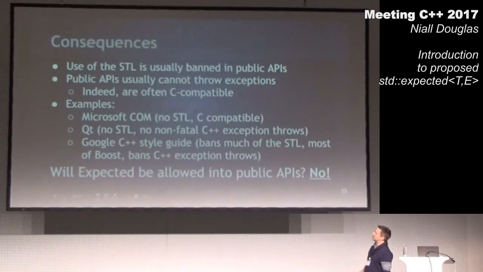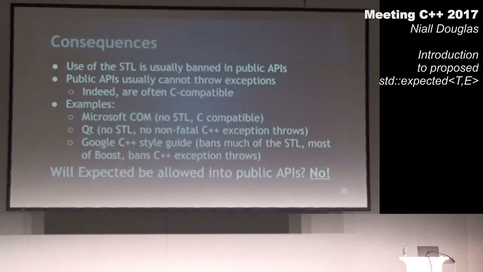So I'm going to say this. Is Expected going to get into those public APIs, those big iron users who have a real need for returning failure in a consistent fashion, but can't throw exceptions? No, they're not going to use Expected, because it's part of the STL. There's no ABI guarantees. You have no idea if this thing's going to be usable into the future, and it's going to break your ABI, so you're just not going to use it.